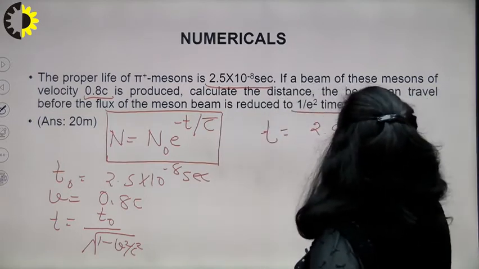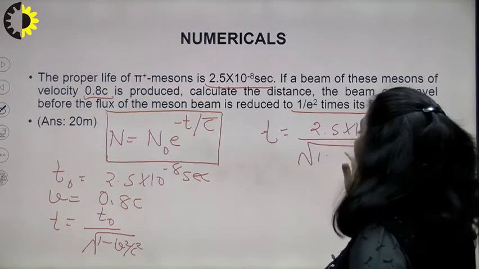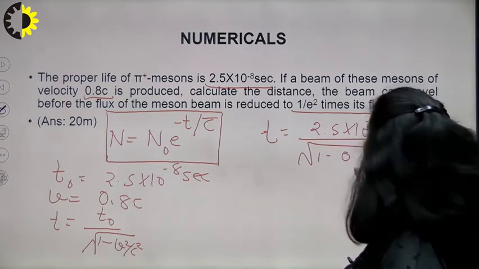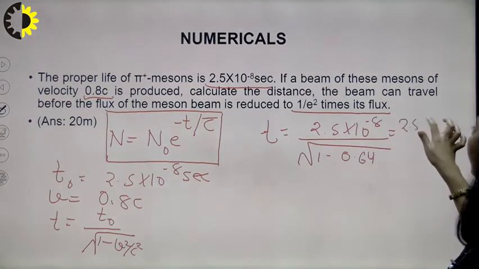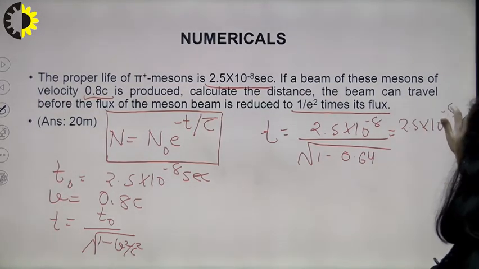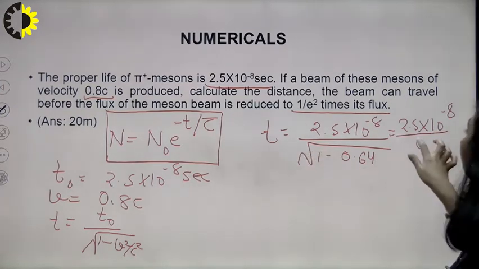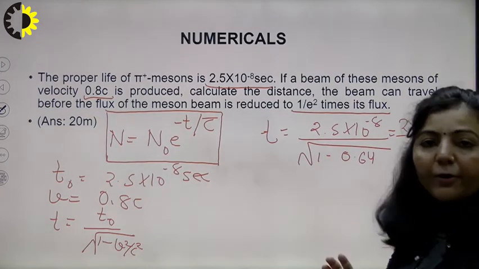T is 2.5 into 10 raised to power minus 8 upon under root 1 minus v squared upon c squared, where v is 0.8 c. So it is 0.64 c square, and c square will get cancelled. You are getting here 2.5 into 10 raised to power minus 8 divided by, this will be 0.36, outside the under root it will be 0.6. So 2.5 divided by 0.6 into 10 raised to power minus 8. That is the value of tau.